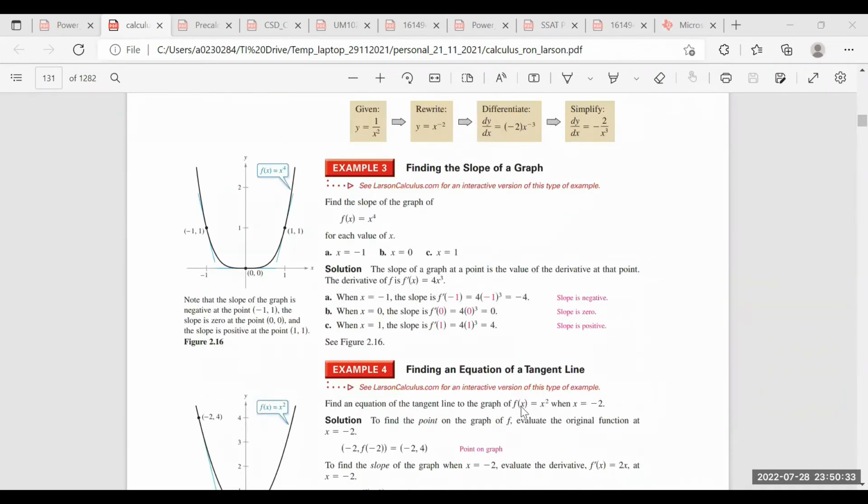Next, this is another kind of question. Find the equation of the tangent line to the graph of this function when x is -2. We have done a similar question in limits. Now do the same thing, but this time the derivative is found using differentiation rules. Go ahead, try this out.